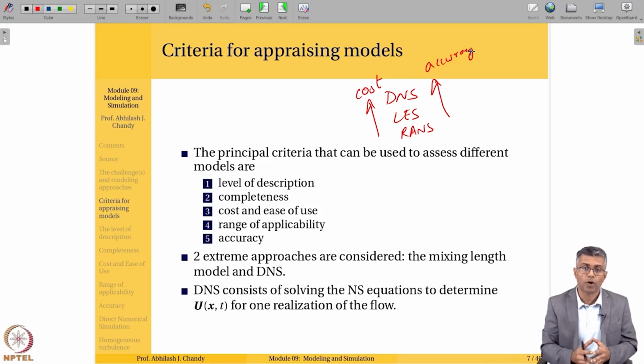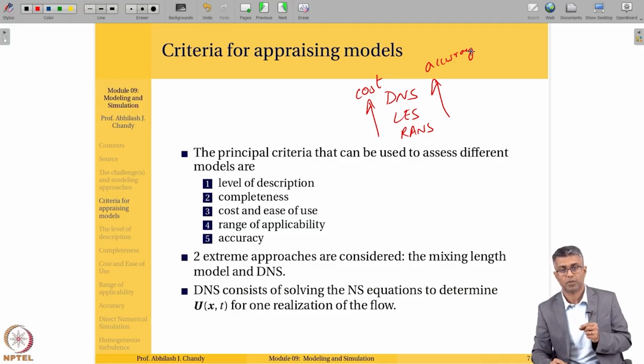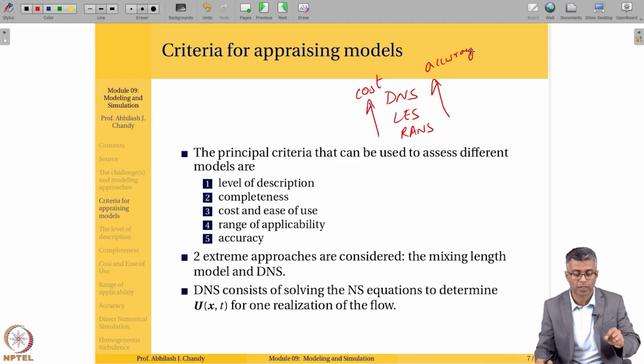So depending on what is more important to you when you're trying to solve a problem, you will have to choose between one of these methods. We are listing a set of criteria in order to appraise these different approaches. One is the level of description, two, completeness, three, cost and ease of use, four, range of applicability, and five, accuracy.